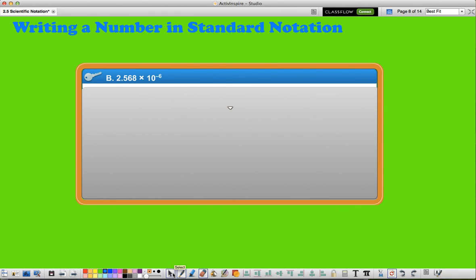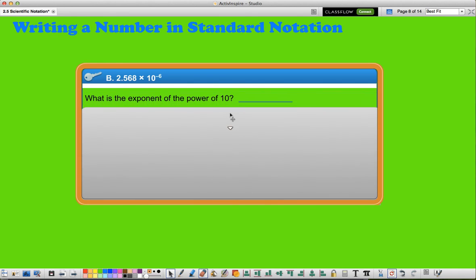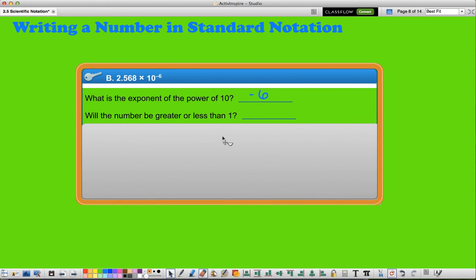Okay, so now again, we're going to go through the steps. What is the exponent? The exponent in this case is -6. Since it is a -6, I know that my number should be less than 1 because the negative tells me that this should turn into a fraction, which we know turns into a decimal. So this number should end up being smaller than 1. So there should be a 0 on the left side of the decimal when we're all done.